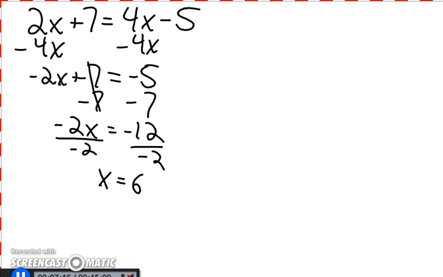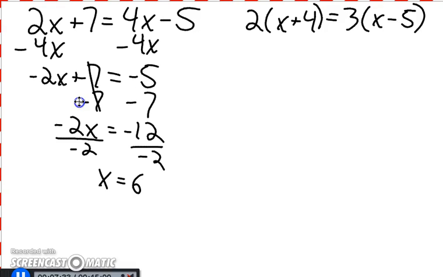Okay. One more of these, just for fun here. You can actually have things with parentheses and such with distribution as well. So we can do something like 2 parentheses x plus 4 equals 3 parentheses x minus 5. And again, we just have to distribute. So 2x plus 8 equals 3x minus 15.